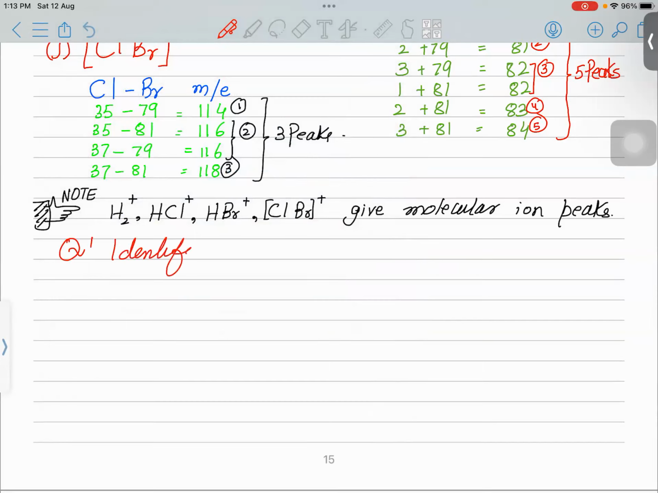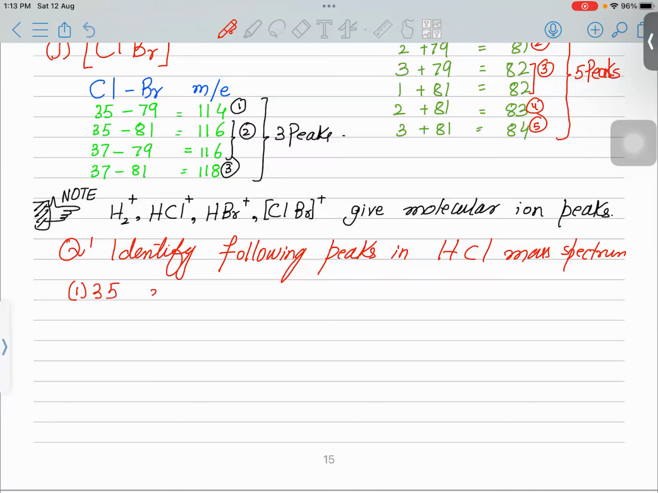Identify the following peaks in HCl mass spectrum. Peak number 1, 35. Peak number 2, 37. Peak number 3, 38. Peak number 4, 39.